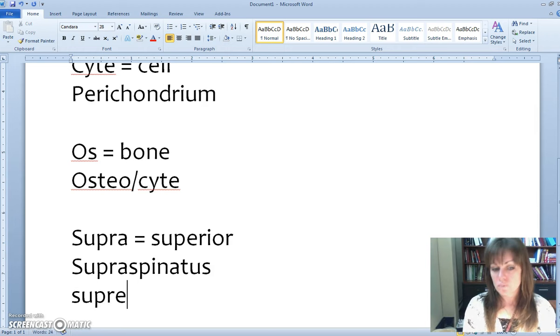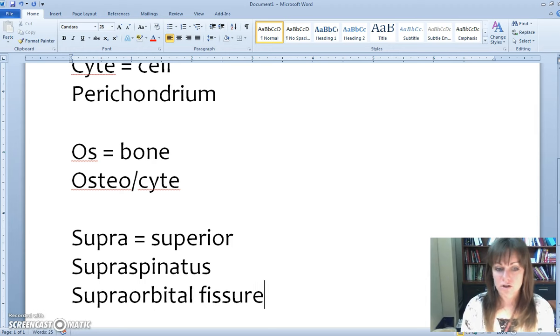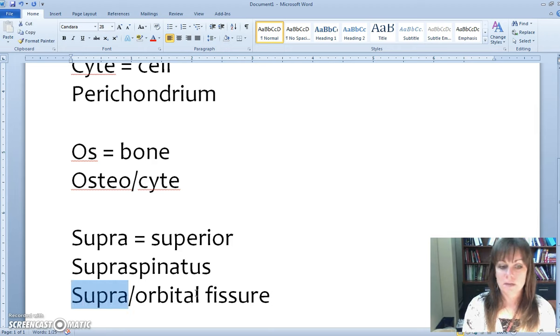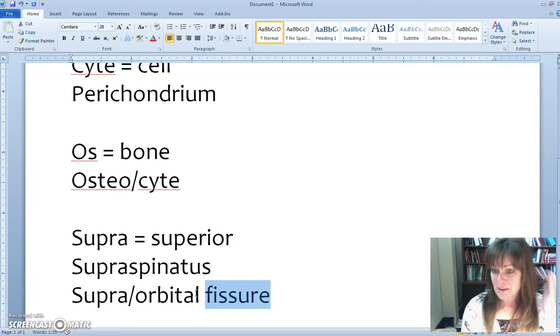We can look for supra-orbital fissure. And again, supra is going to be above, and we're going to learn later, whenever we talk about bone markings, that orbital is going to refer to the eye socket. And we know that fissure is going to be a large kind of hole through a bone. And so instead of having to memorize every single little name, you can say supraorbital fissure.